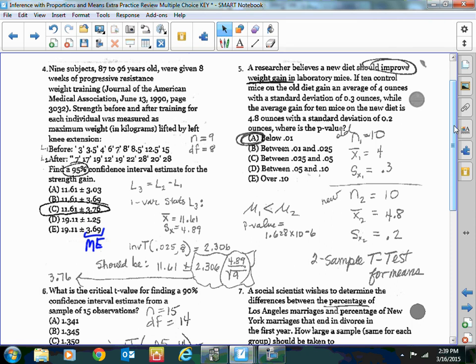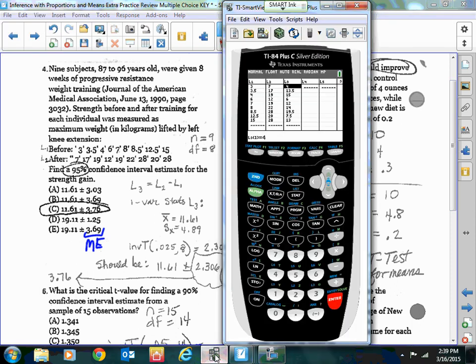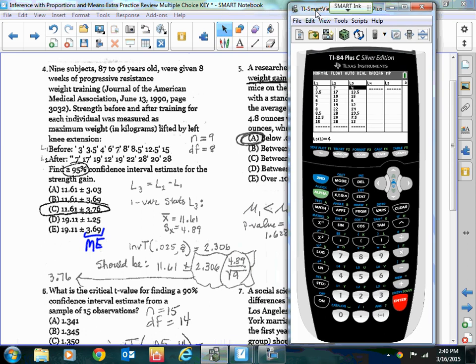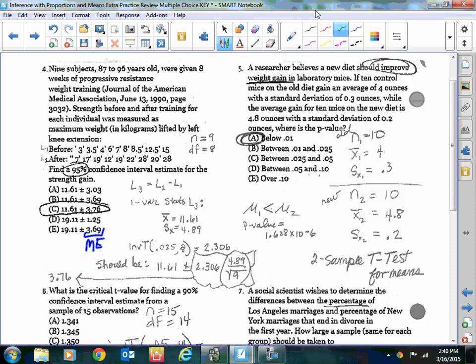First of all, I went into my calculator and I put into list 1 the before, I put into list 2 the after, and then in list 3 I put L2 minus L1. Okay, so there's the difference. So you can see the first one from 3 to 7 went up 4, and so on. So one way that you can do this is to compute the interval by hand. And the way you can compute the interval by hand is by getting the important information of list 3. You need the mean and its standard deviation.